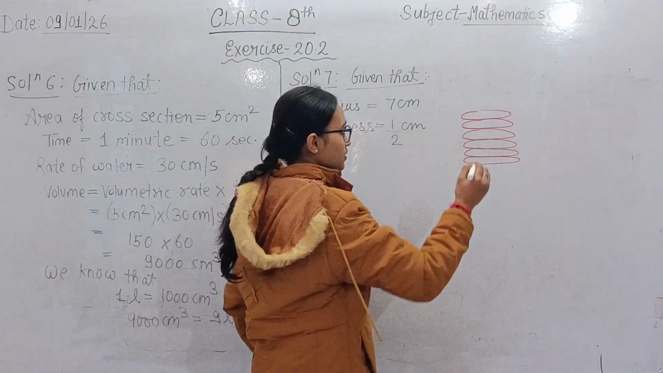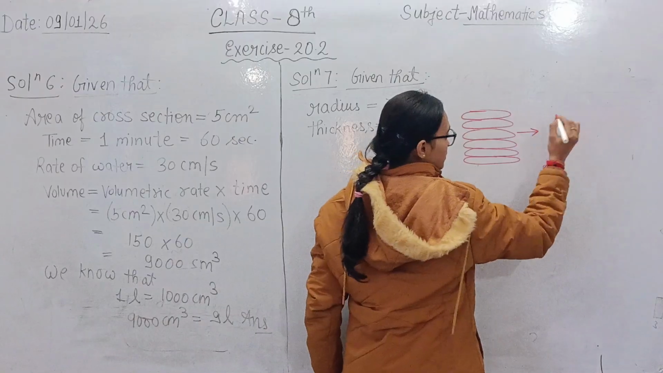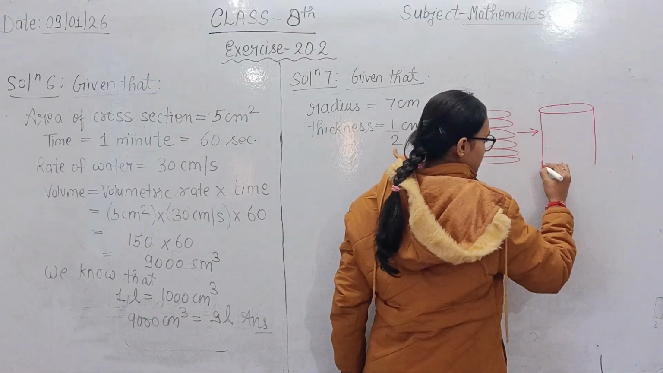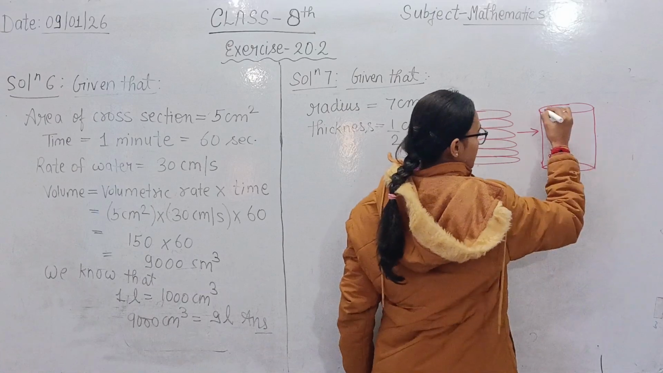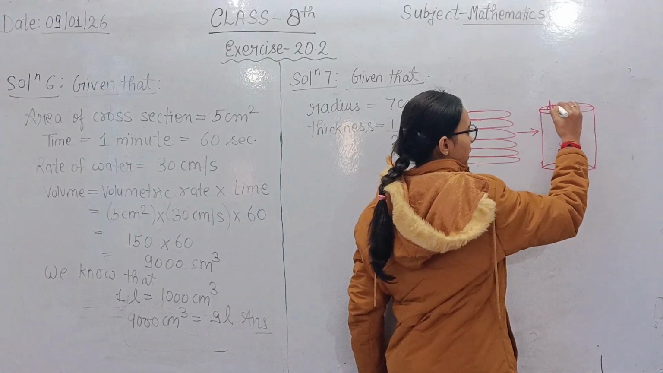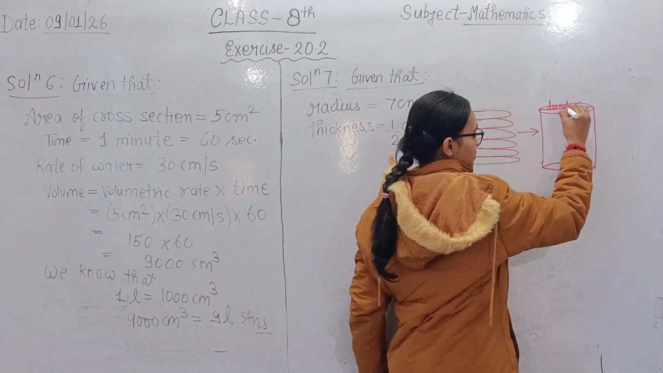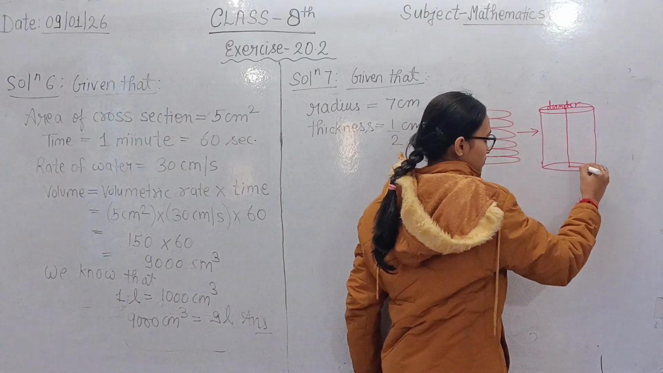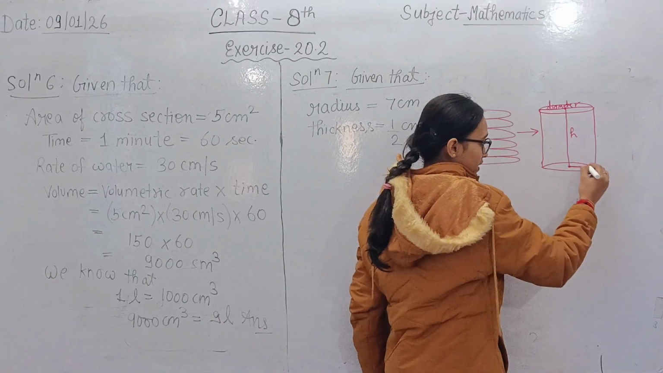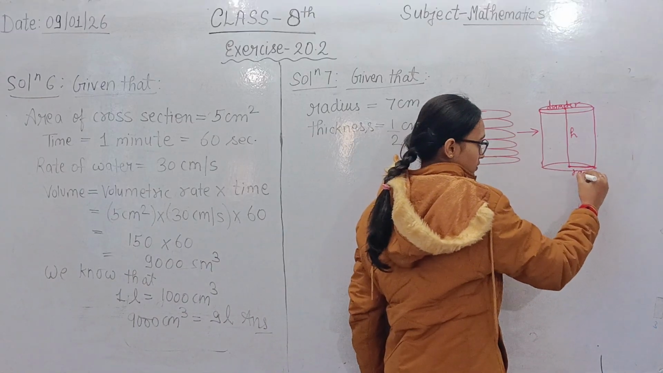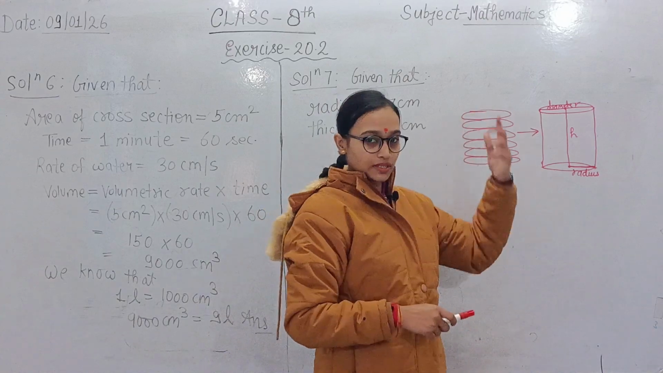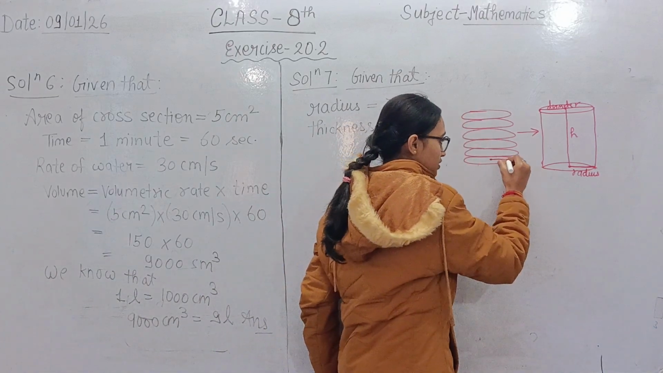50 circular plates like this will be kept one over the other, and after that we will get a right solid circular cylinder in which this line is known as diameter, this is height, which is denoted by h, and this, the line from the center to the border, is known as radius.